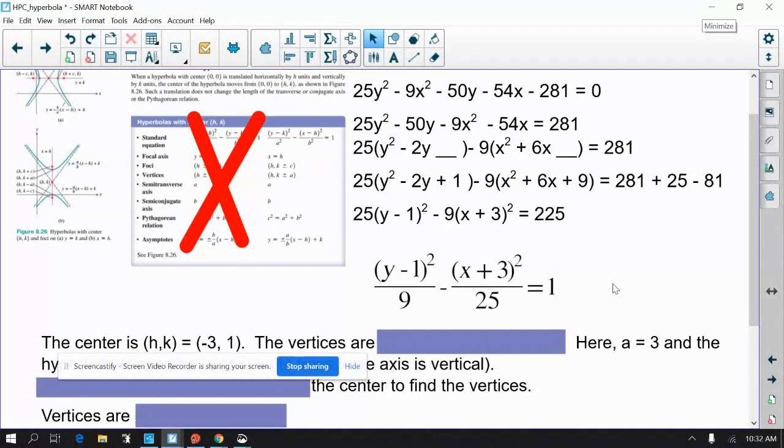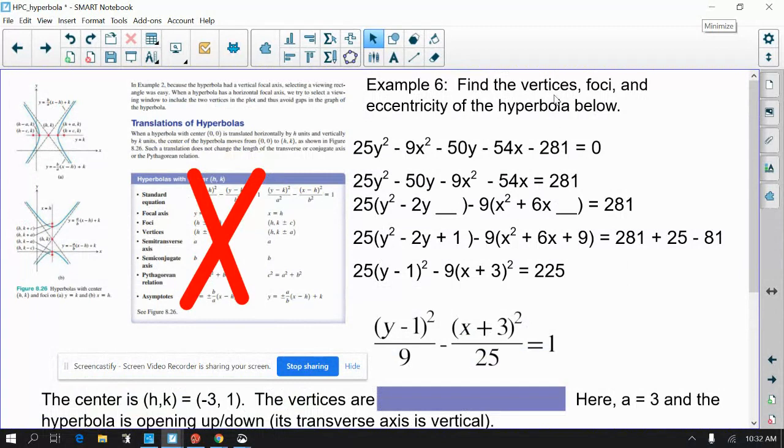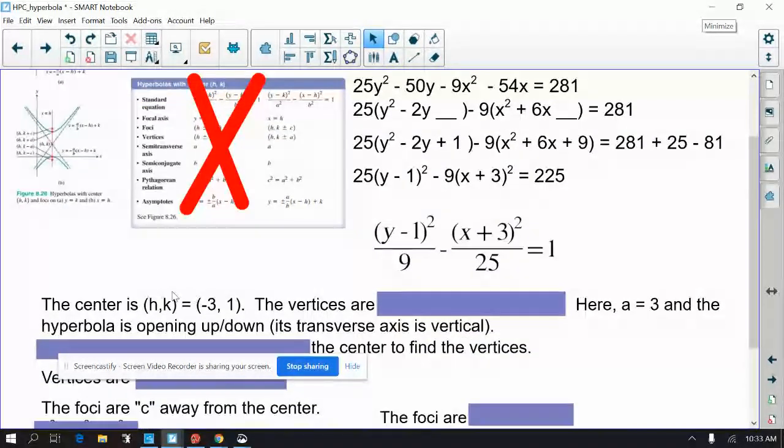Whew. So we've made this equation look like this through lots of heavy lifting of algebra. I forgot what I needed to find. The vertices, the foci, the eccentricity. Okay, well, the vertices are a away from the center. And now I know the center. The center is negative 3, 1. And the vertices are a away from that center. This is a squared. A squared is 9, so a is 3.